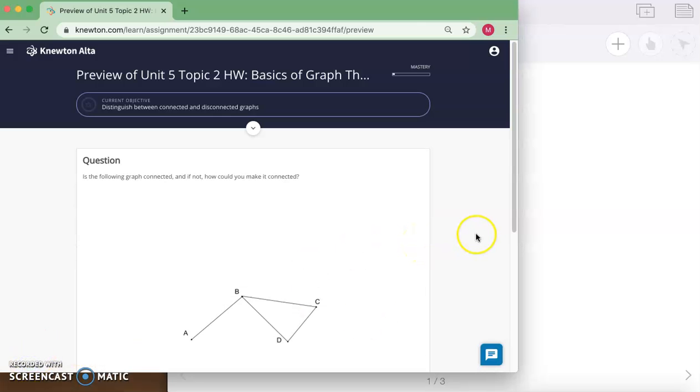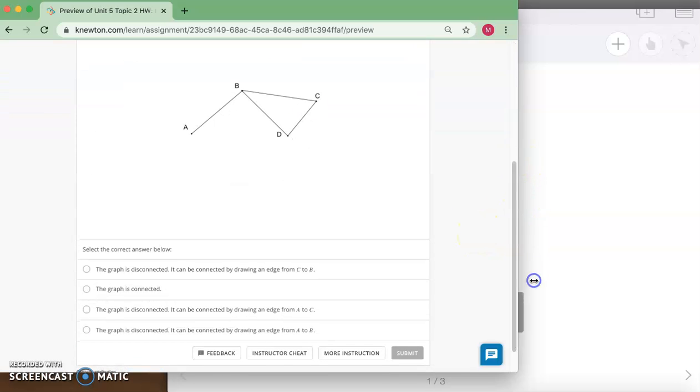All right, next question. Is the following graph connected? And if not, how could you make it connected? So in this one, it's actually connected. Even though A and D aren't connected, I can still take a path from every vertex on here to another vertex. There's no vertex that's unreachable. So the graph is connected.